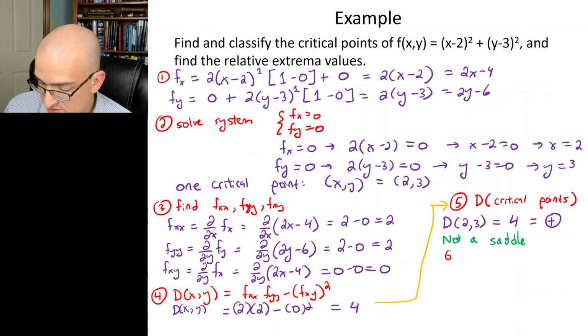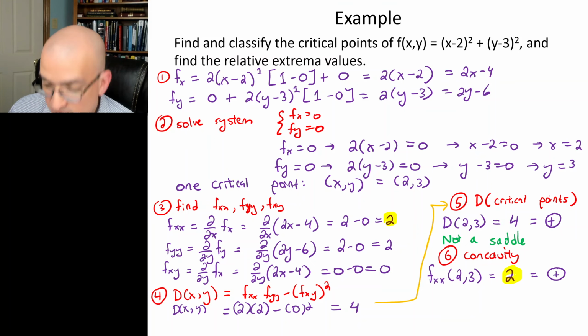So I'm just going to highlight where that came from. That just directly came from there. Didn't have to plug anything in. There was nowhere to plug it in. This is positive. F double x being positive means concave up.